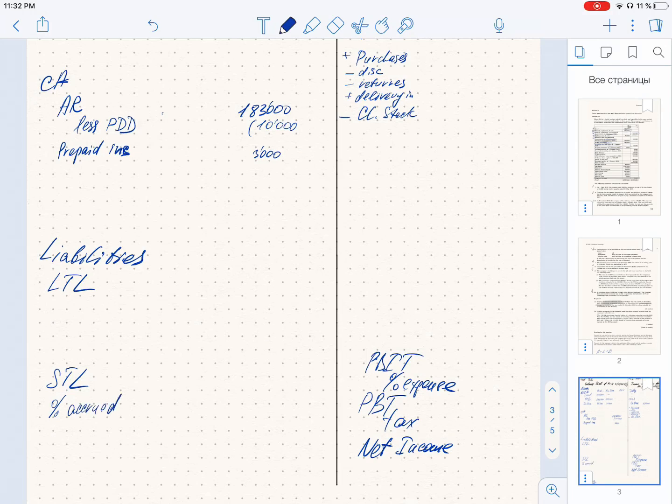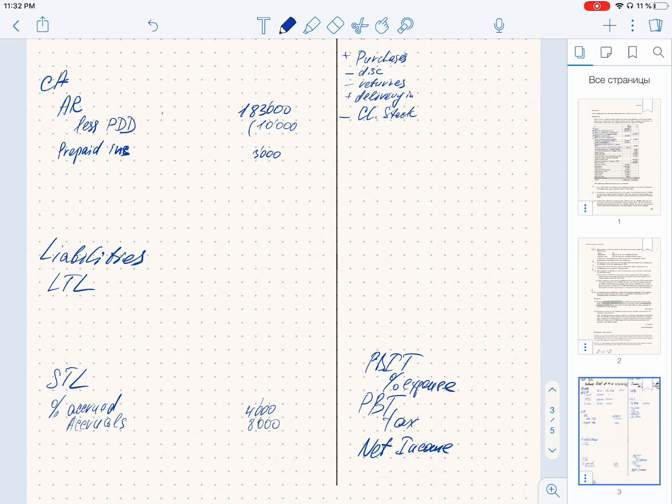Accrued interest is a liability and should be stated under short-term liabilities, interest accrued in amount of 4,000. Then we have accrued electricity at the beginning of the year. I will call it accruals. Some accruals, 8,000.